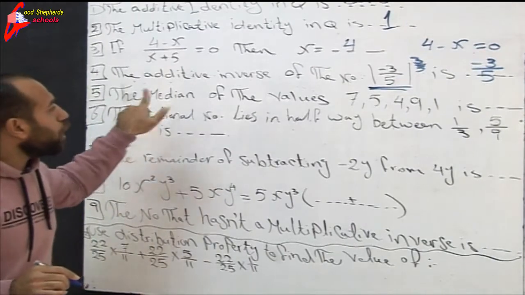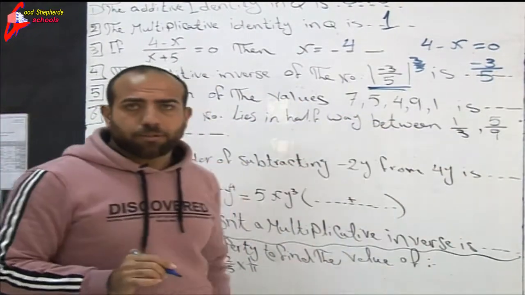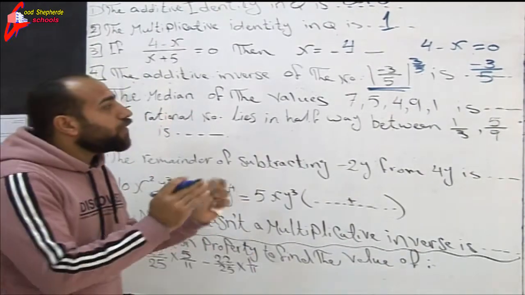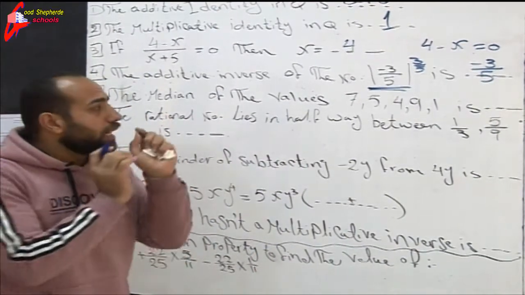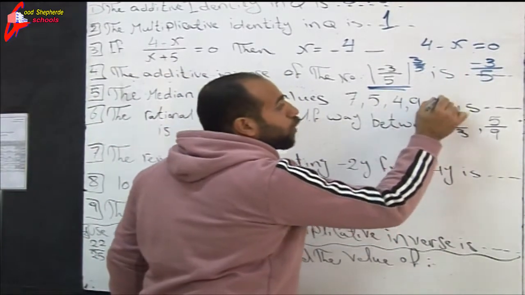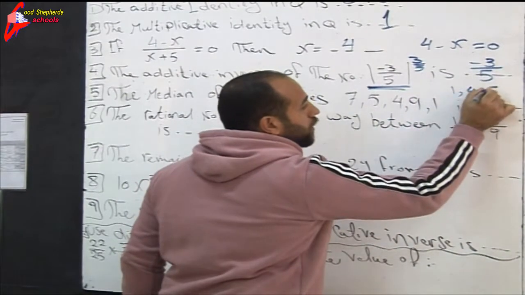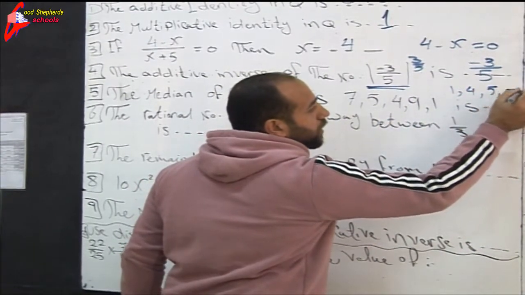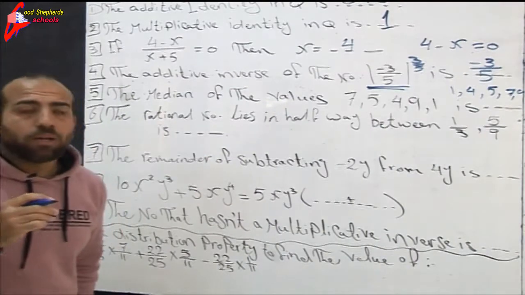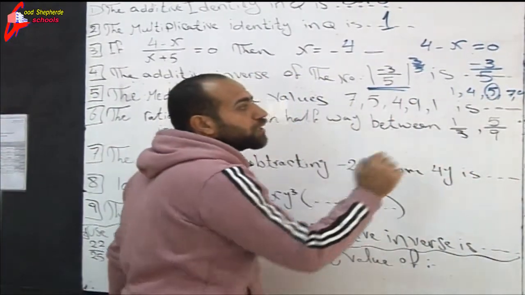The median of the values 7, 5, 4, 9, 1. To find the median, first arrange the values ascendingly or descendingly. So I'll arrange them first: 1, 4, 5, 7, 9. The middle value, the value which lies between them, is 5.